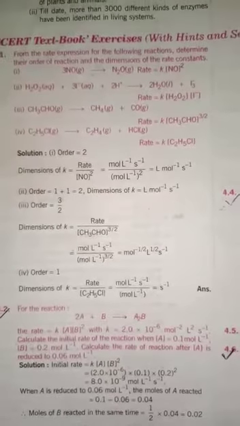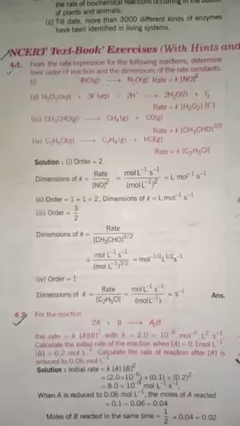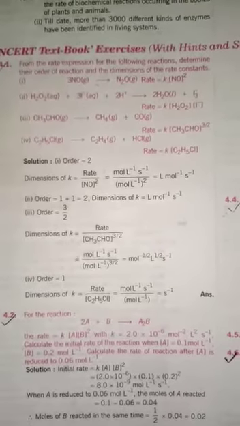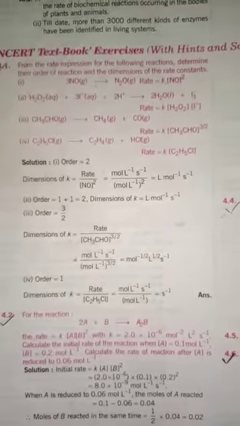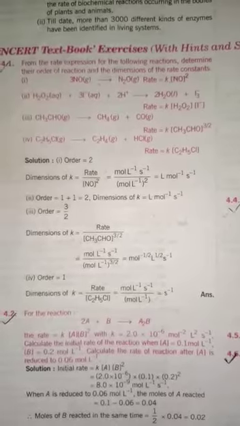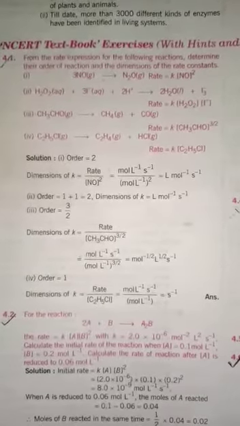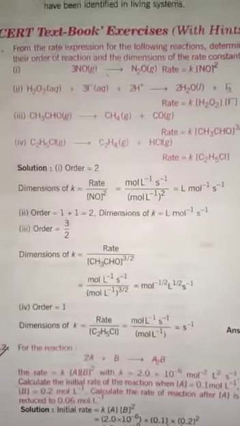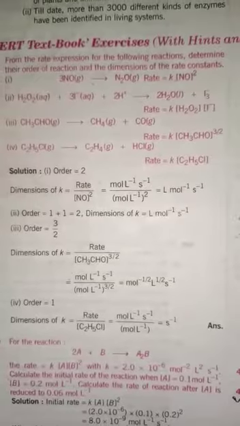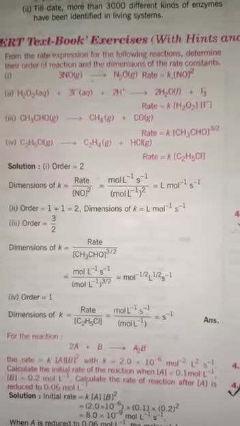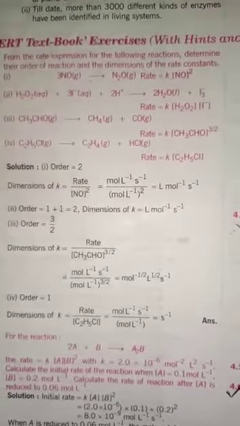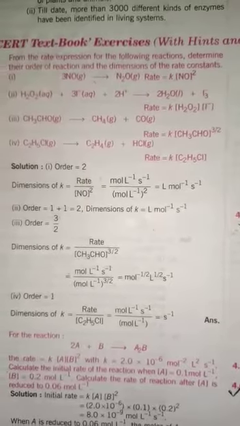Dear student, today we will see here the NCERT textbook exercise of lesson number 4, Chemical Kinetics. See here question number 4.1. From the rate expression for the following reaction, determine the order of reaction and the dimensions of the rate constant.